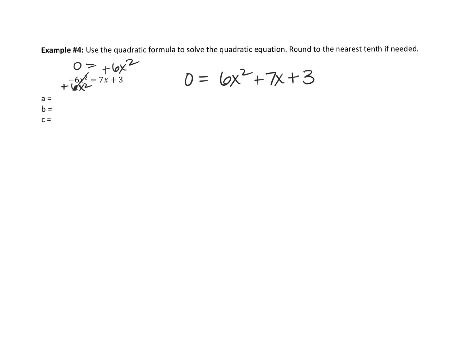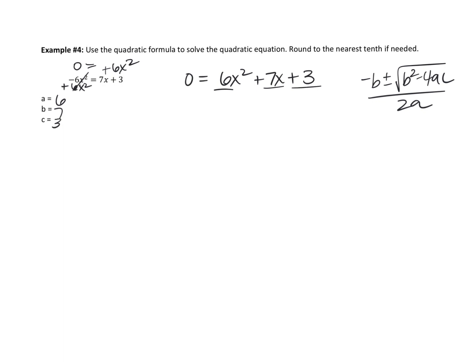So now I'm going to try to solve this using the quadratic formula. Again, here's the quadratic formula: negative b plus or minus the square root of b squared minus 4ac, all over 2a. There's the, pop goes the weasel. So now let's actually plug some numbers in. So my a value, which I forgot to write down, is 6. My b value is 7. My c value is 3.